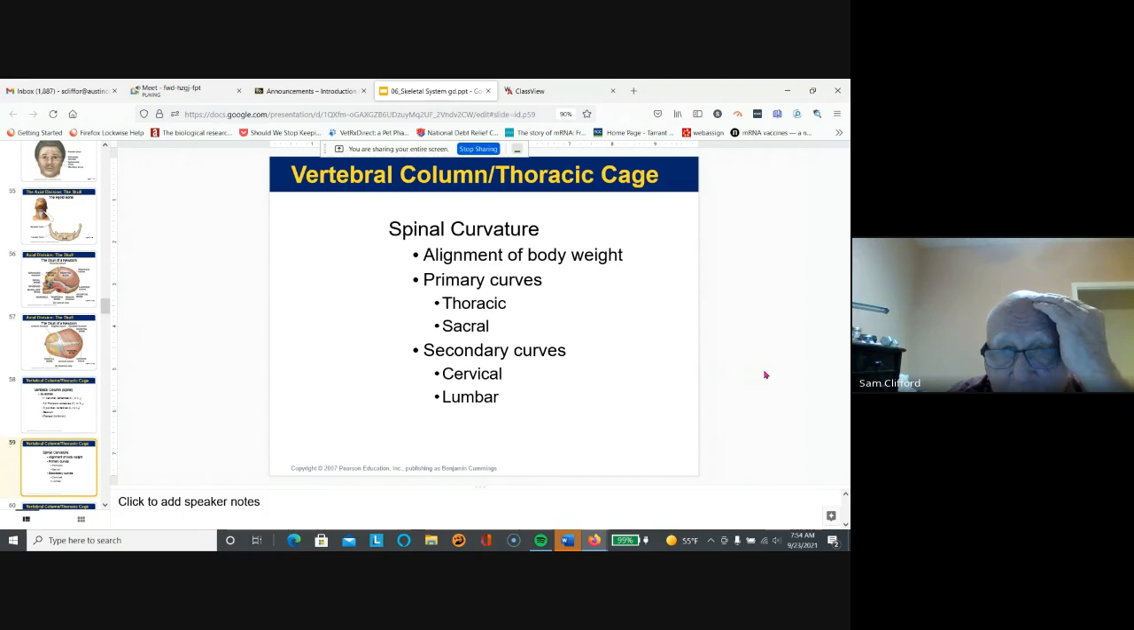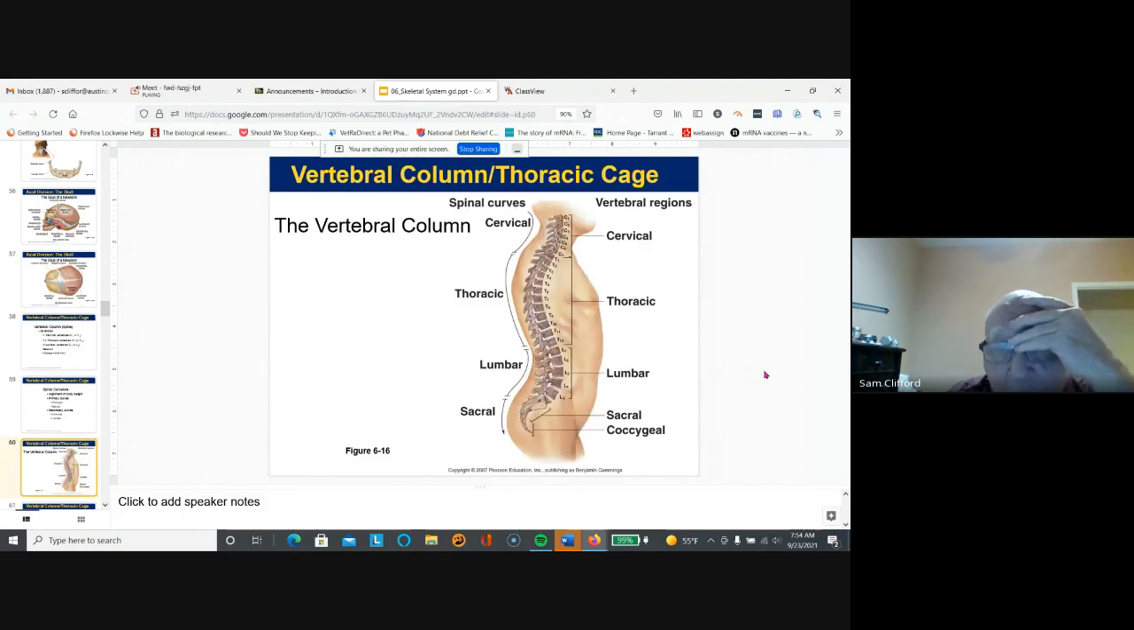Okay, we should know that there are four classes of vertebra: 7 cervical, 12 thoracic, 5 lumbar, and the sacral formation. So you'll be able to recognize the structure of a cervical, thoracic, and lumbar vertebra.